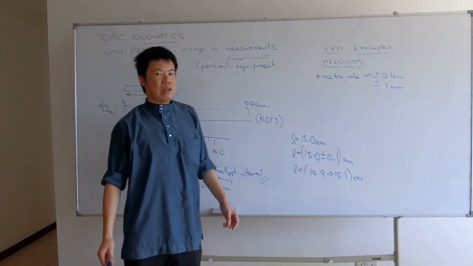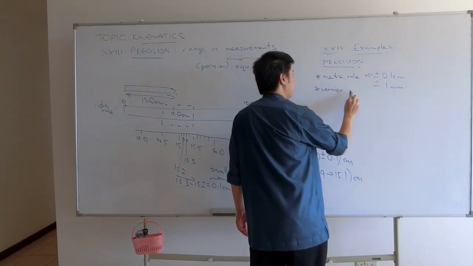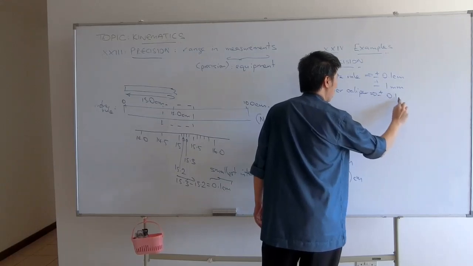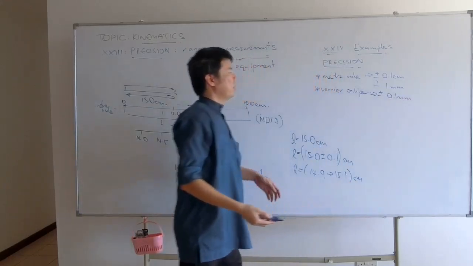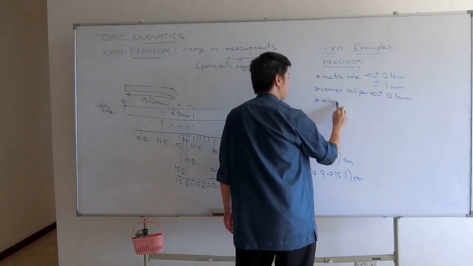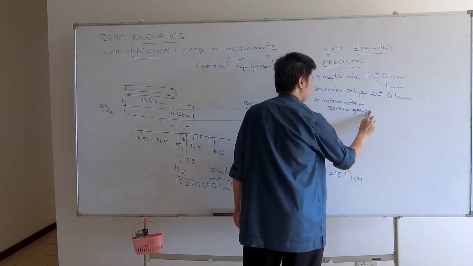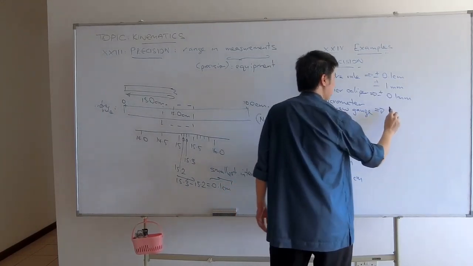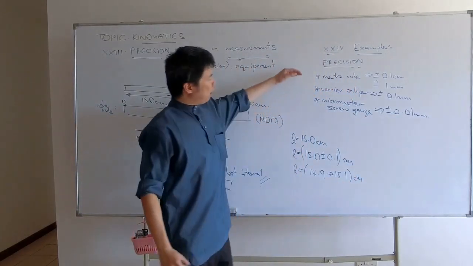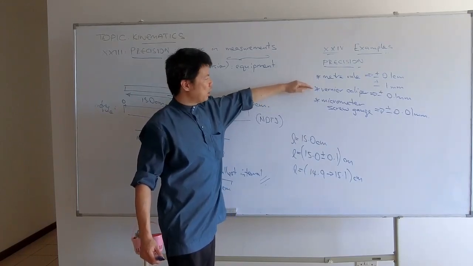Next time, when I show you guys how to use a vernier caliper, you will actually notice that the vernier caliper's precision is plus minus 0.1 millimeter. And then when we deal with micrometer screw gauge, we have a precision which increases to 0.01 millimeter. Remember, why you have these devices, if all of them measure to the same amount of precision, there's no need to actually use different equipment.